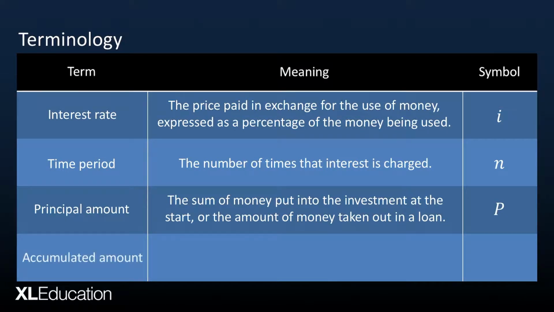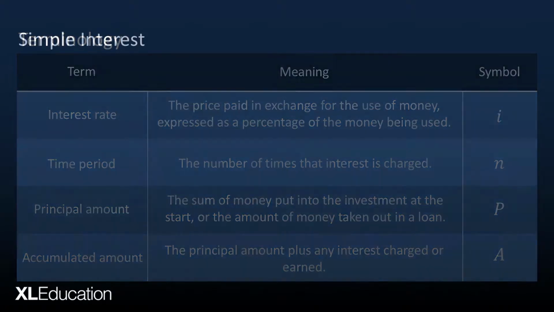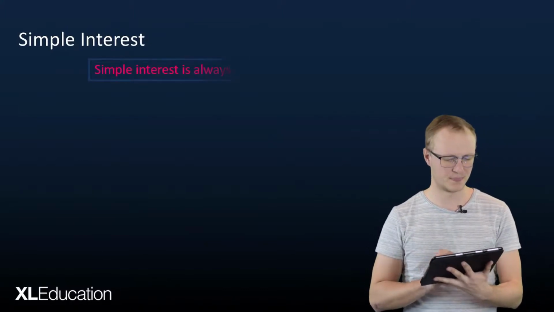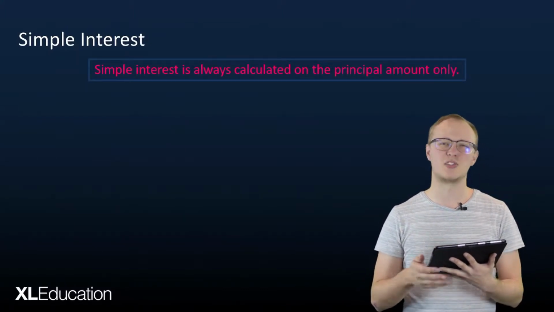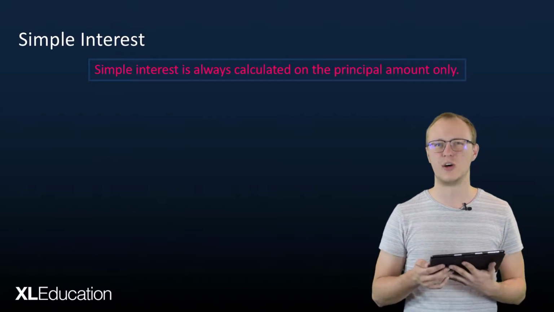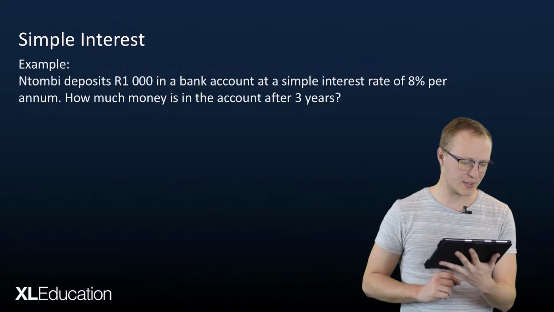And then we've got the accumulated amount. And that is the principal amount plus any interest charged or earned. And we are going to use A for that. So let's talk about simple interest. Simple interest is always calculated on the principal amount only. Let's see what that means.